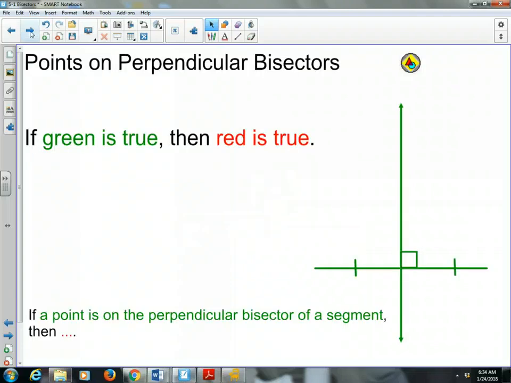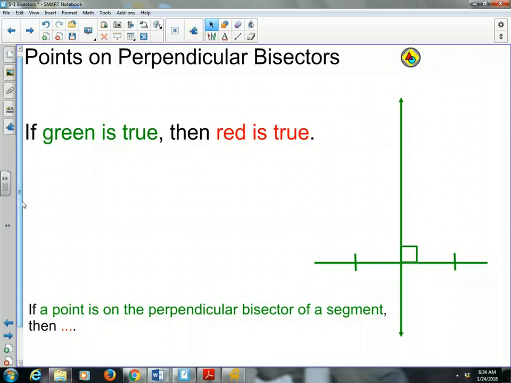So I just want you to think about this one for a moment. Here's a conditional statement in if-then form. If a point is on the perpendicular bisector of a segment, what happens? So this right here is a perpendicular bisector. It's perpendicular because it's a 90-degree angle, and it's a bisector because it cuts that segment in half. So if I have a point on the perpendicular bisector, what do we notice?